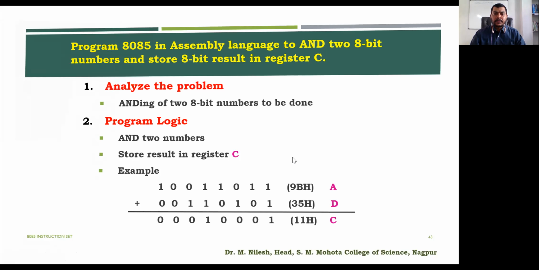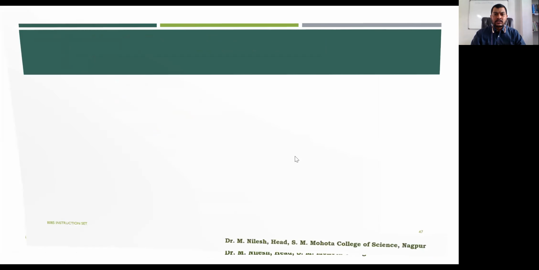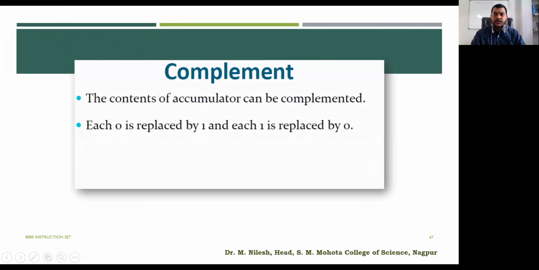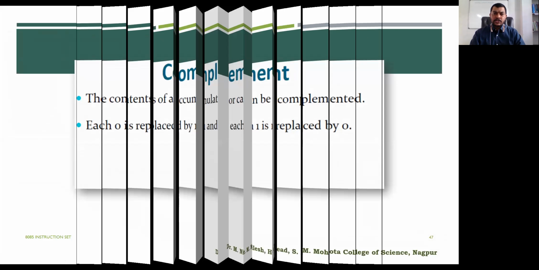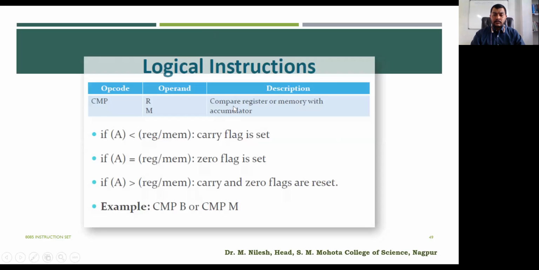So this was the ANDing operation, and we have started with some of the logical operations like rotate, compare, complement. All those instructions come under the logical operations. We have studied compare instructions. So compare R and compare M, which implies that we have to compare the contents of a register or memory with the contents of the accumulator, right? So these are the instructions. Then for compare, this is how some of the flags are being affected.